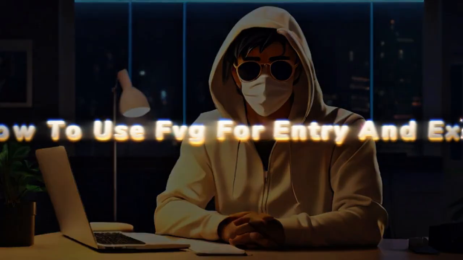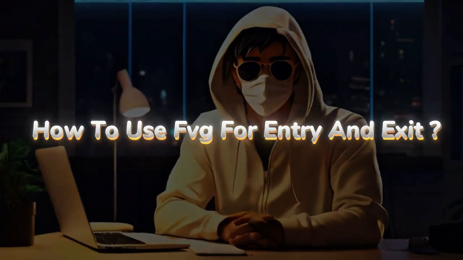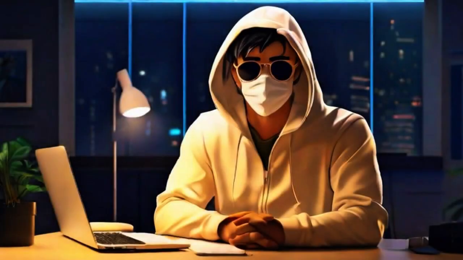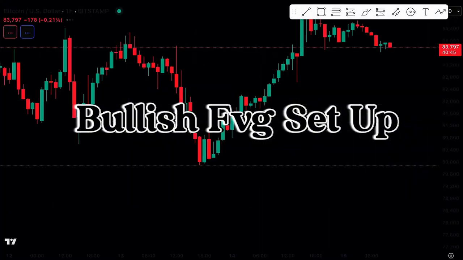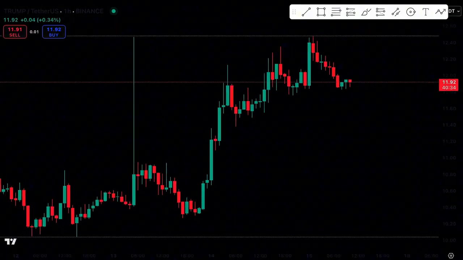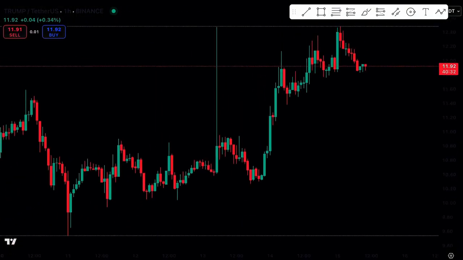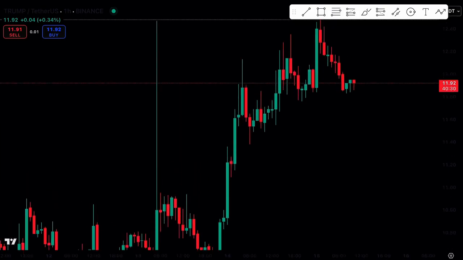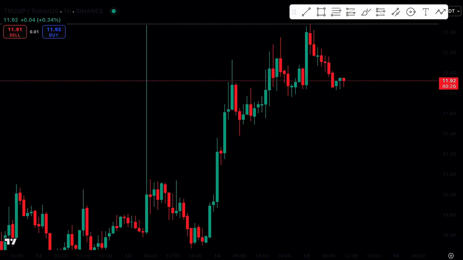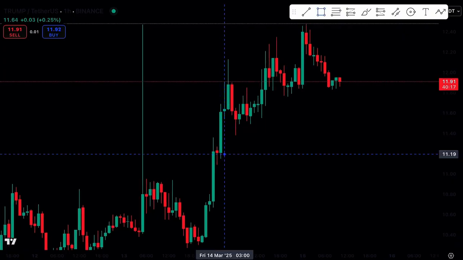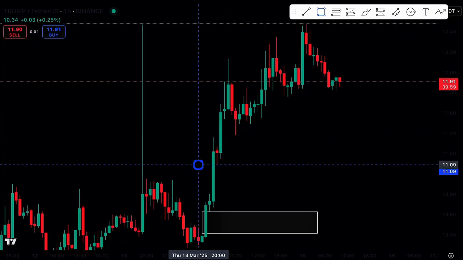How to use FVG for entry and exit. Step-by-step entry strategy with real examples. Bullish FVG setup. Identify a bullish FVG in an uptrend. First, we have to look for an uptrend in the market. Let's search for it. Okay, here we can see it. This is an uptrend. Now we have to look for big candles and find imbalance between them. Now here it is. Look, we have multiple FVG here.